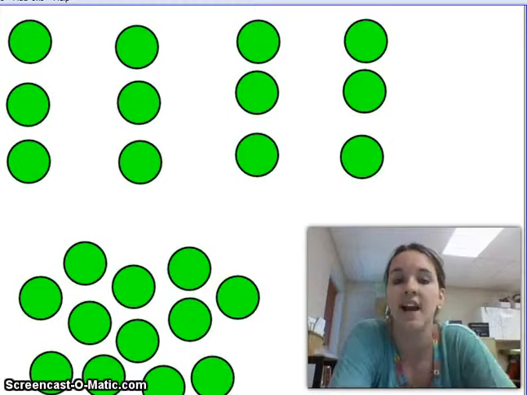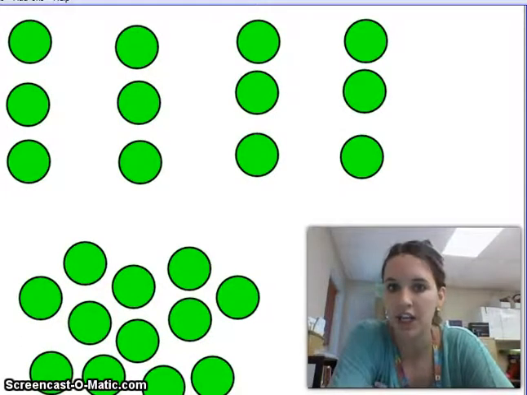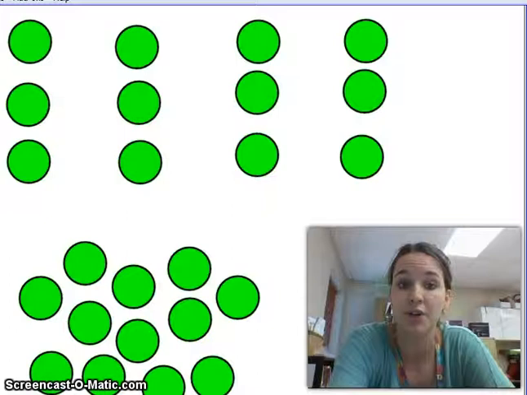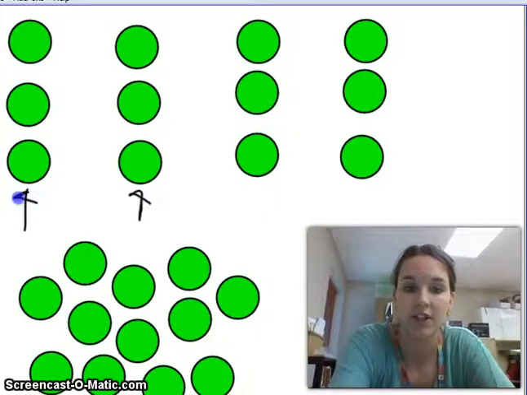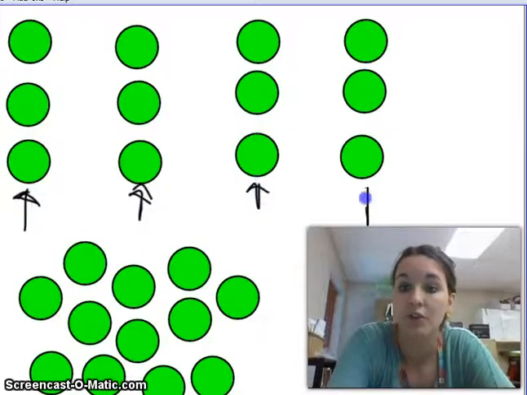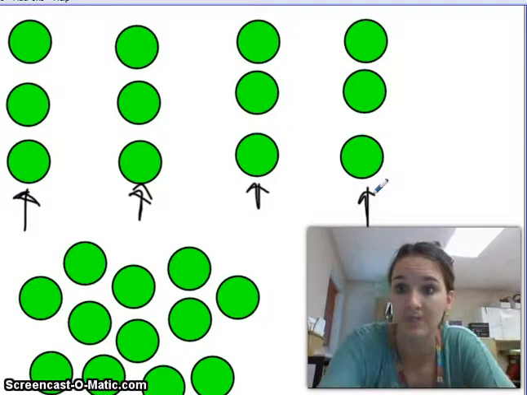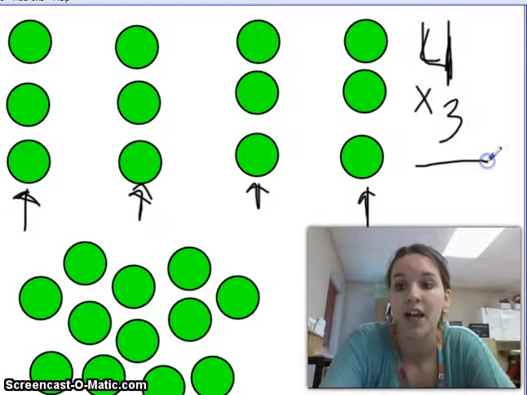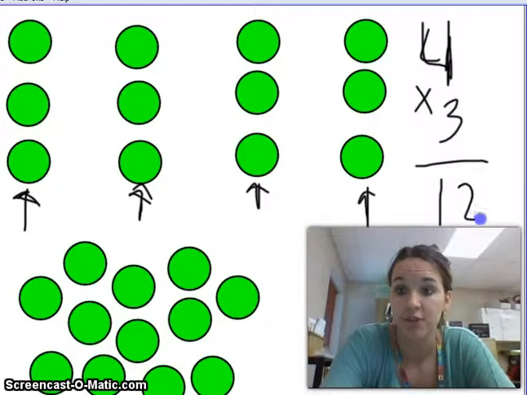So on this page I have some chips, and let's look at it first from a multiplication standpoint because that we're all pretty solid on. So if I was to look at these rows of chips that I have, 1, 2, 3, 4 rows of chips. How many do I have in each of those rows? Well, in each row I have 3 chips. Total chips together would be 12.